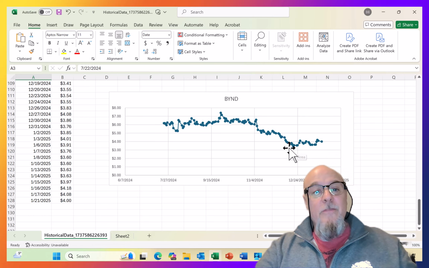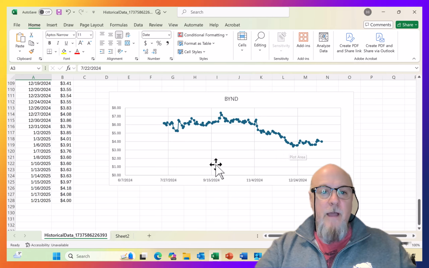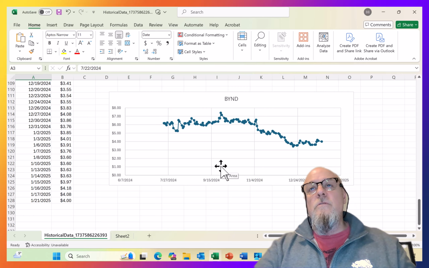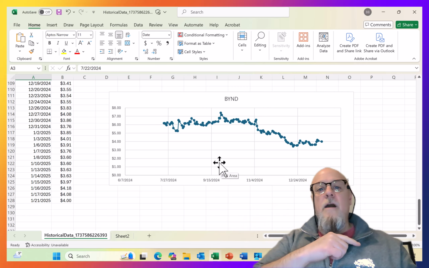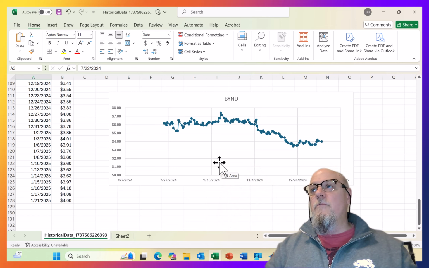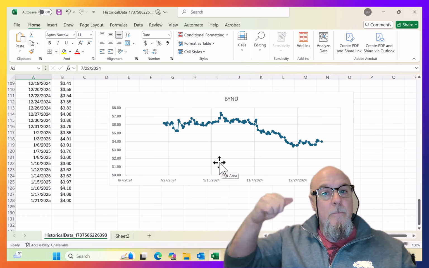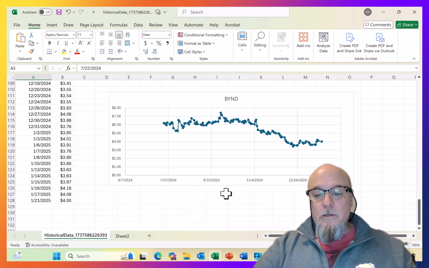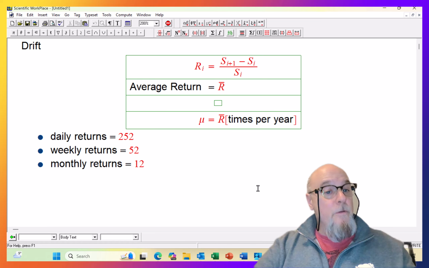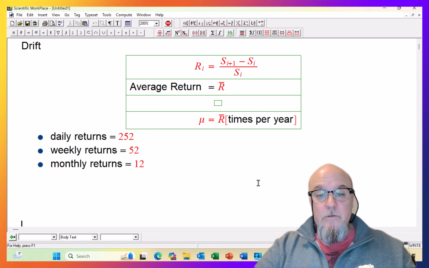We want to calculate the drift, which is a measure of how much it's dropping or how much it's growing, and we want to calculate the volatility. So the drift is a measure of how fast it's going up, annual, and the volatility is a measure of how jumpy it is. So let's take a look at the formulas to see what we're doing. When we talk about the drift, we want to talk about the returns of the stock. Those are the actual stock prices. I need to calculate the returns.